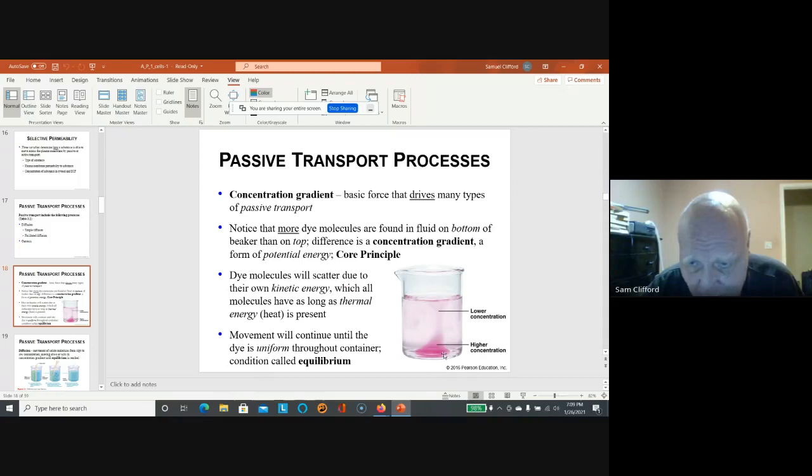If I put a colored sugar cube in water, this is the high concentration. Eventually, it will diffuse throughout the whole liquid environment, and that's a concentration gradient. Starts off with high concentration. So we talk about a gradient, meaning that there's more of one substance on one side of the membrane or the other.